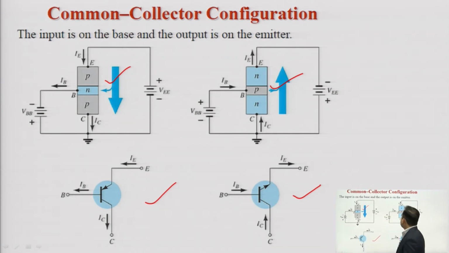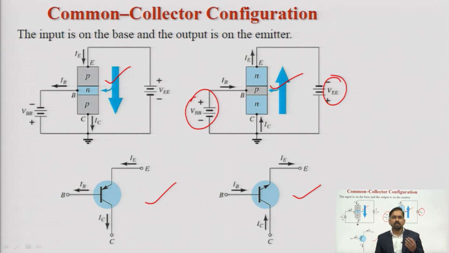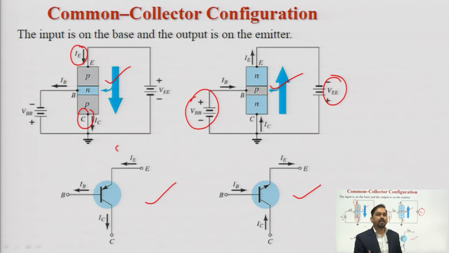So, let us consider the NPN transistor configuration, and we are attaching the bias, adding these batteries VBB and VEE. Now, we want to study the characteristics corresponding to the common collector configuration. First we will see the similarity between the common collector configuration and the common emitter configuration. If we compare with the common emitter, only these terminals are interchanged: the collector and emitter terminals, IC and IE, are interchanged.